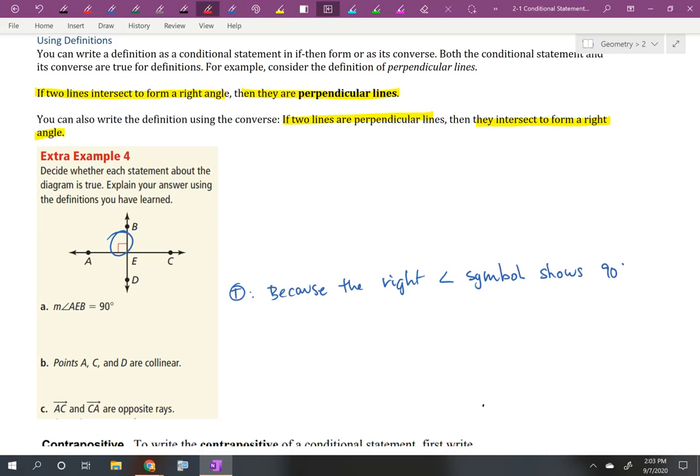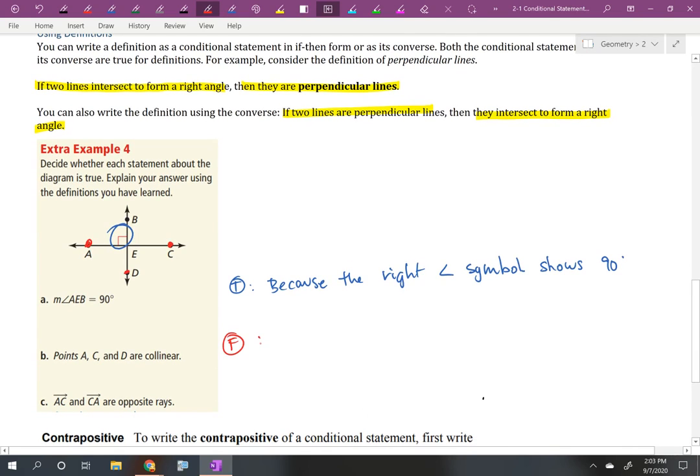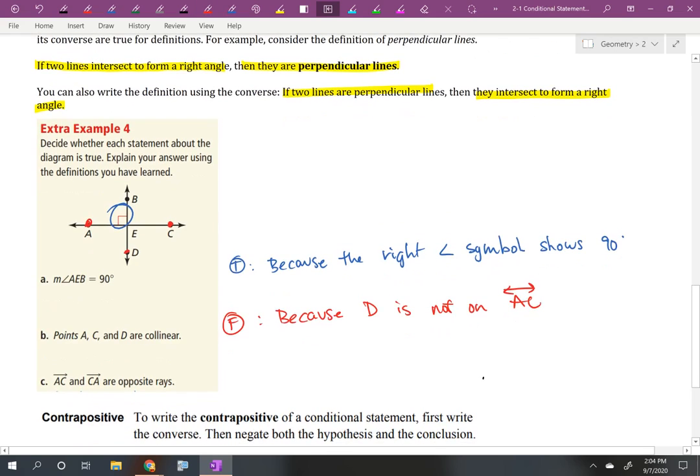How about this definition? A, C, D are collinear. A and C and D are collinear. No, no, no, no, no. Why not? Because D is not on line AC. Bam. Right? AC and CA are opposite rays.